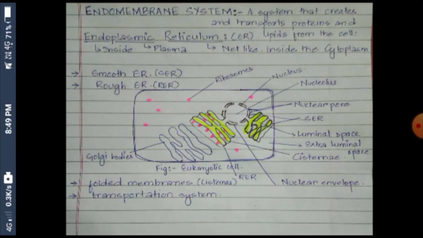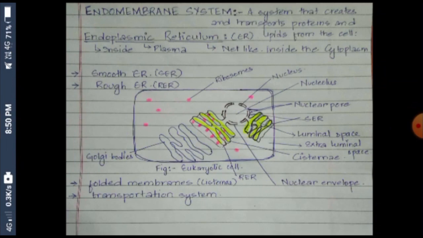As you can see on the screen, this is part 2 of cell, the unit of life. Actually, I was about to start with cell membrane and cell wall, but I thought of starting with this endomembrane system. As I go on explaining all the organelles inside the cell, at last I'll start with the cell membrane and the cell wall.